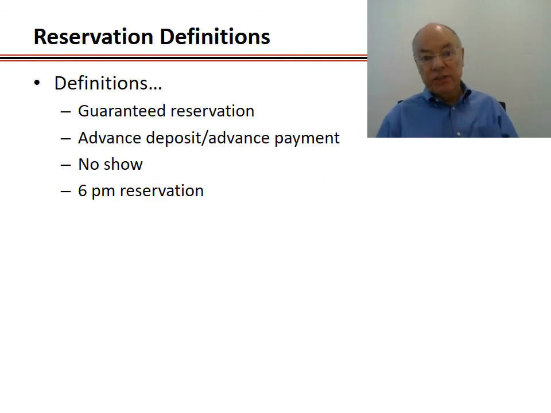Some of the definitions under reservations. What's a guaranteed reservation? Guaranteed reservation is one where we have a credit card on file should that person not show up. Now, guaranteed reservations basically say, I'm not going to charge you today, but I'm going to guarantee this if you cancel before a certain period of time. Now, that time had been, up until recently, 6 p.m. of the day of arrival.